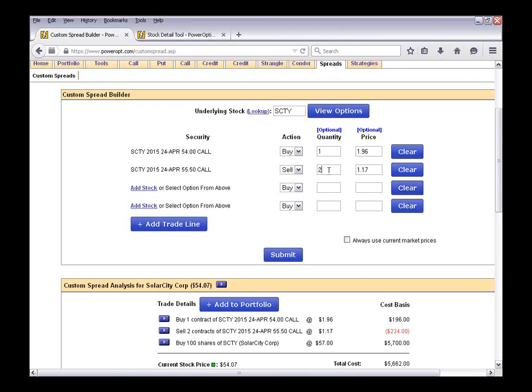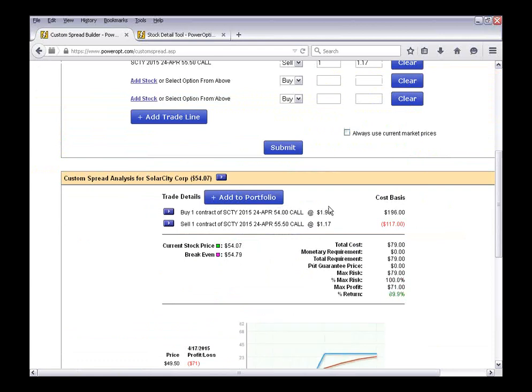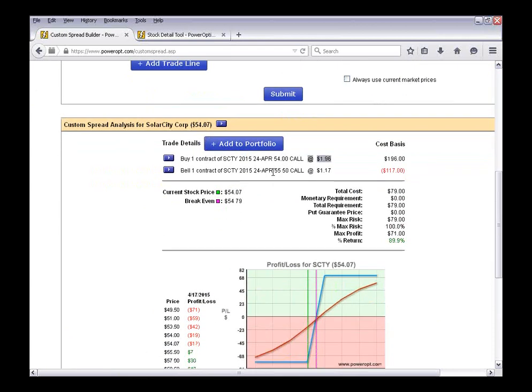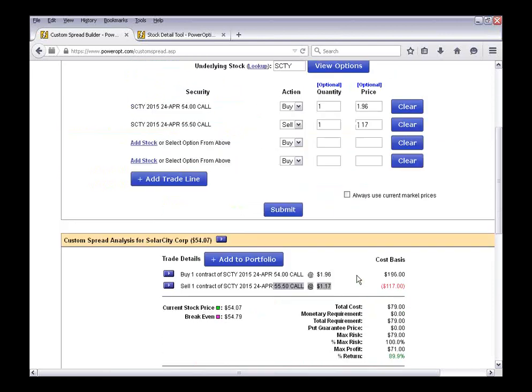All right, so let's take out the stock again and take out one of our calls. So there's your bull call debit spread. You bought one 54 call at 1.96, and you sold one call at 55.50. So that's just the bull call spread.